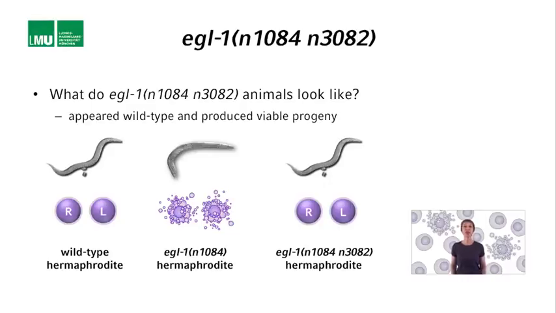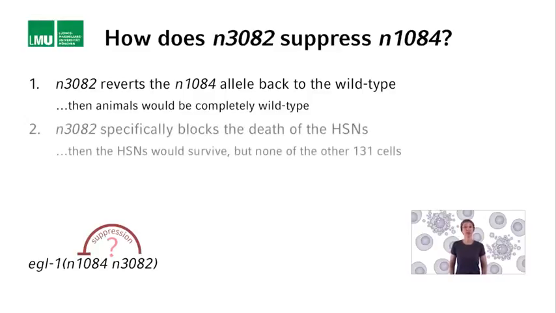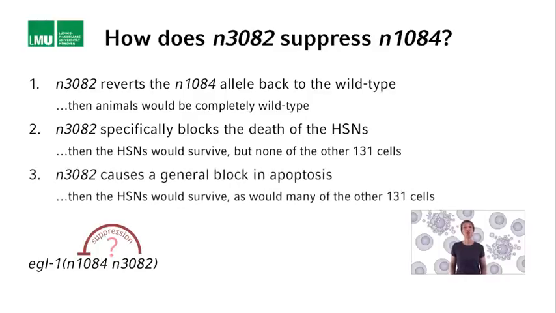So what does N3082, the second mutation, do? There were at least 3 possible explanations. First, N3082 might revert the N1084 allele back to the wild type allele. In that case, N1084 and N3082 animals should be completely wild type. Second, N3082 might specifically block the death of the HSNs. In that case, the death of the HSNs, but not other cells, should be blocked in both hermaphrodites and males. And third, N3082 might cause a general block in apoptosis. In that case, the death of the HSNs as well as the death of many of the 131 cells that normally die should be blocked.